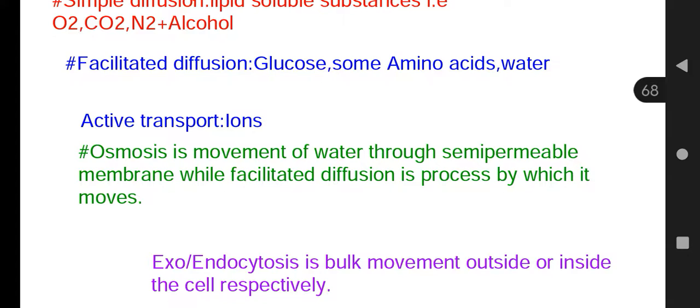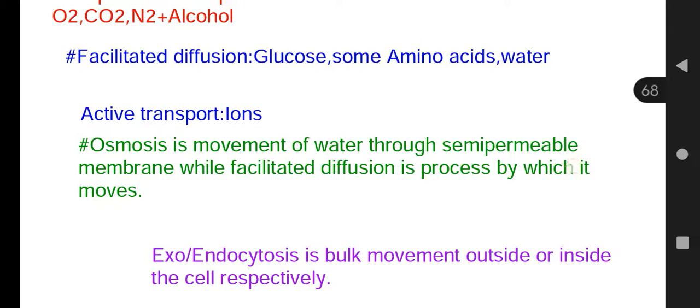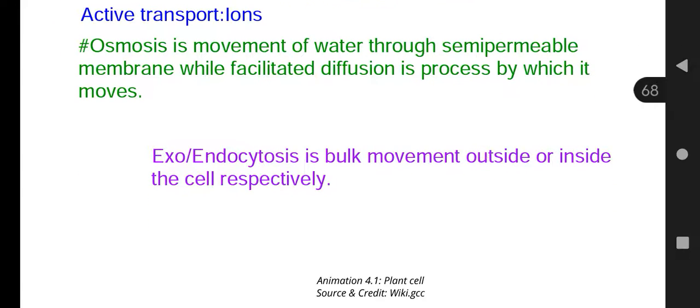Osmosis is the movement of water through a semi-permeable membrane, while facilitated diffusion is the process by which it moves, and the movement is called osmosis. Exocytosis and endocytosis are bulk movement outside or inside the cell respectively.